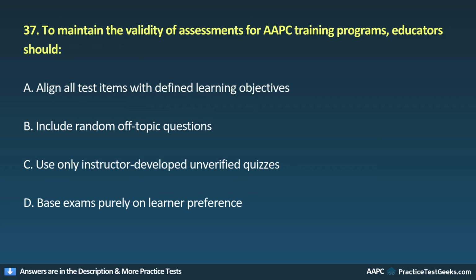37. To maintain the validity of assessments for AAPC training programs, educators should A. Align all test items with defined learning objectives. B. Include random off-topic questions. C. Use only instructor-developed unverified quizzes. D. Base exams purely on learner preference.